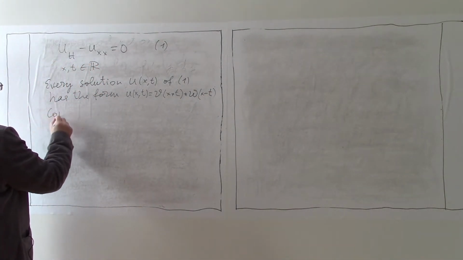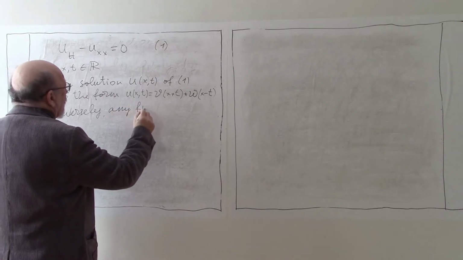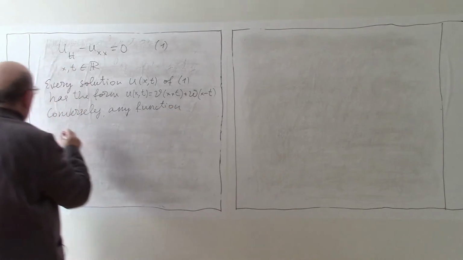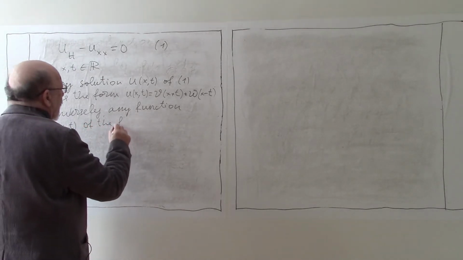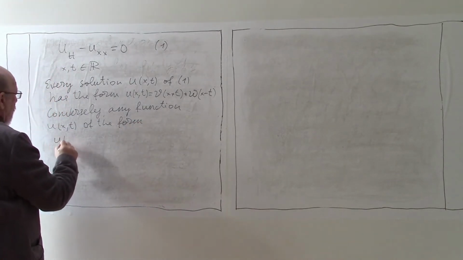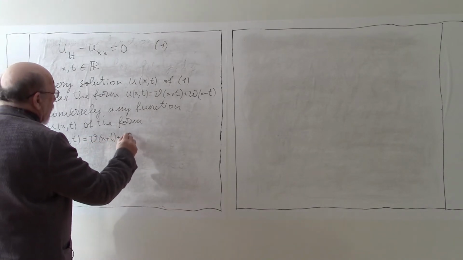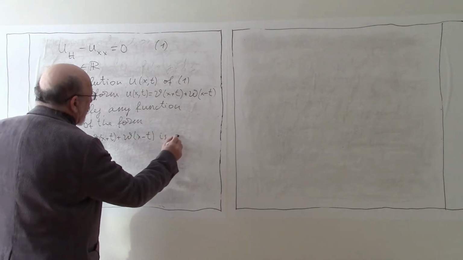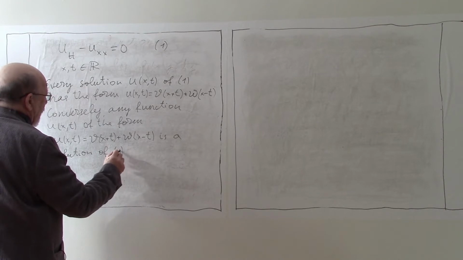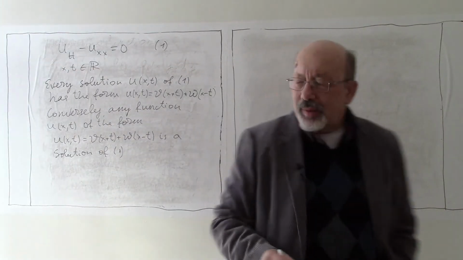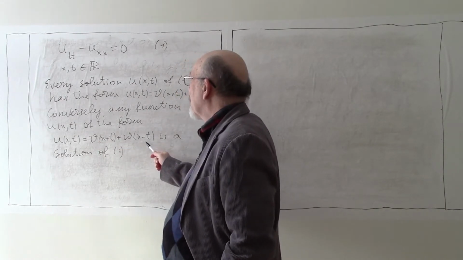And conversely, any function u(x,t) of the form u(x,t) equals v(x plus t) plus w(x minus t) is a solution of 1. Clear that these are different statements. We started from a solution and got this form, or we started from this form and made sure that this is a solution.